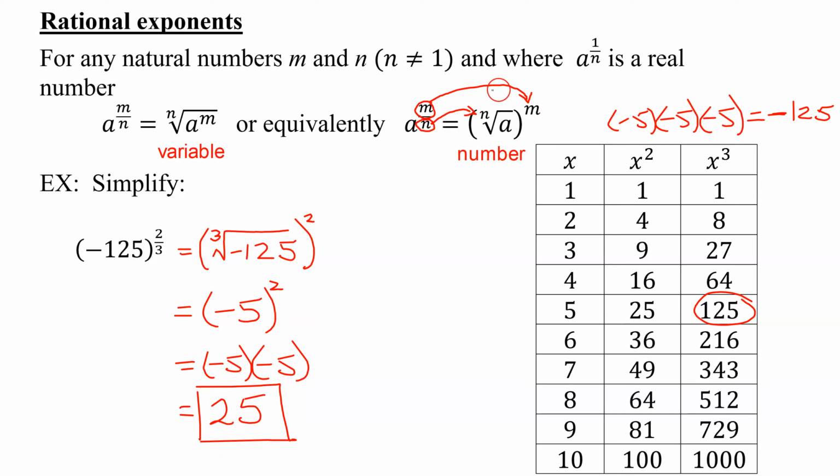Just a note on why I picked this method. If I happen to decide to write my problem this way, I could have also done the cube root of negative 125 all squared. That is the other way of writing this problem, which means I would have to square negative 125, which I don't want to do, and then I'd have to take the cube root of that very large number. Hopefully you can see writing it this way gave me much smaller numbers.